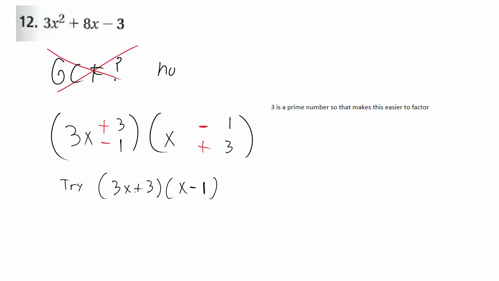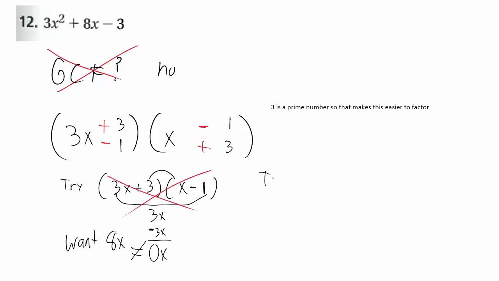So I'm going to try, and I'm intentionally doing the wrong answer first, just to show you how to check your answer. If I put the 3 next to the 3x and the 1 next to just the x, I want an 8x, but if I put them in this position, I get 0x. So that's not going to work out. So I'm going to try instead to swap the numbers. I'm going to put 3x plus 1 and x minus 3. Let's see if that works.